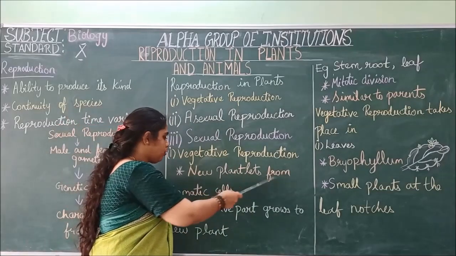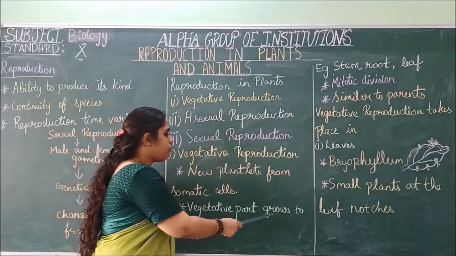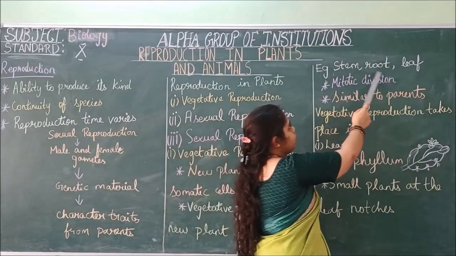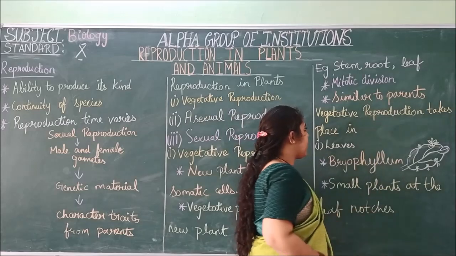New plantlets will be formed from the somatic cells, the body cells. Vegetative part grows into a new plant. Vegetative parts are nothing but the stem, root and leaves. Mitotic division takes place and they are similar to the parents.